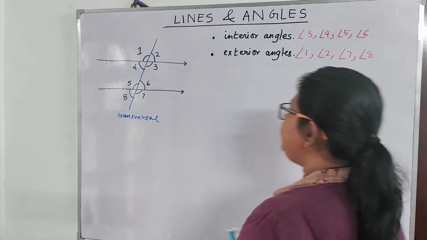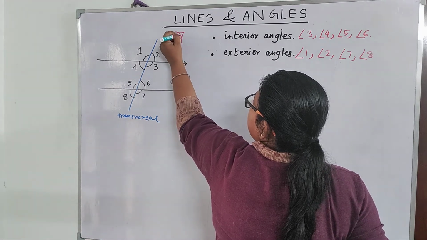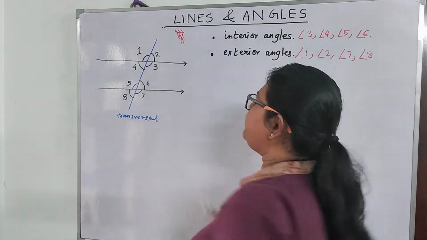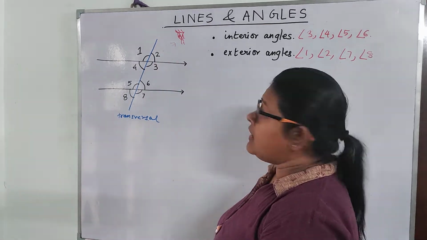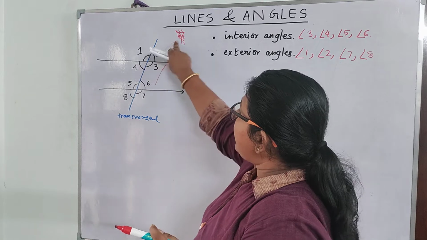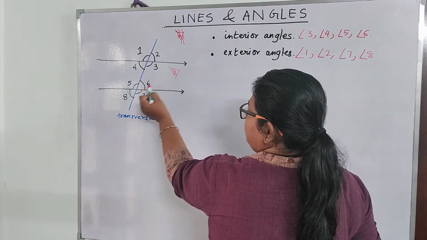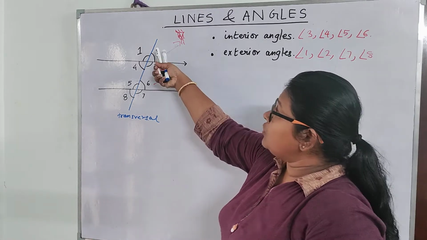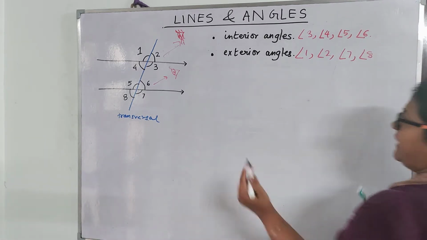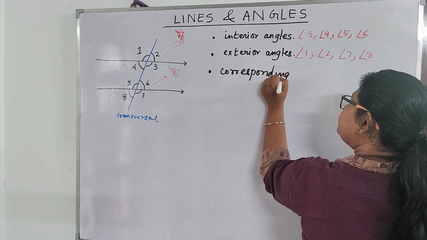The third part is corresponding angles. Now imagine that this is an eye. Which angles are facing towards this eye? Angle 2 is facing this eye, and along with this, angle 6 is also facing upwards towards this eye. Can you see? Isn't it? So I can say angle 2 and angle 6 are corresponding angles. Let me write the third part. Corresponding angles: when they are facing the same side, they are known as corresponding angles.